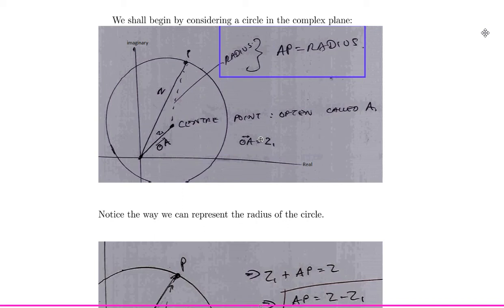So we shall begin by considering a circle in the complex plane. That is to say, let's just make this clear. The real axis is something like that, and the imaginary axis is there. And what we have is a center of a circle. So the center of our circle is this right here.